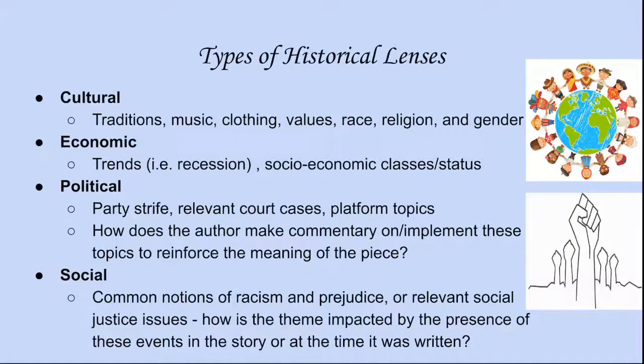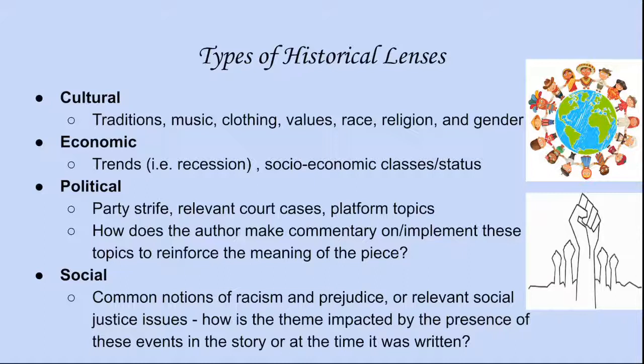Some types of historical lenses are cultural, which explores traditions, music, clothing, values, race, religion, and gender. Economic, which explores trends, socioeconomic, or class/status. Political, which is party strife, relevant court cases, or platform topics. So how does the author make commentary on or implement these topics to reinforce the meaning of the piece?